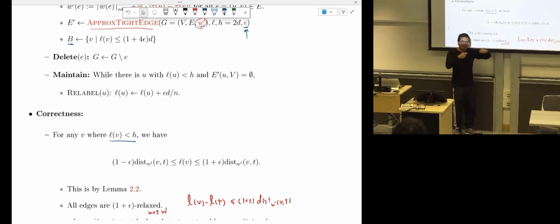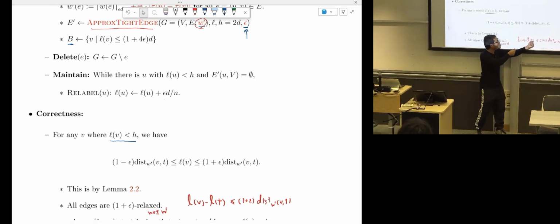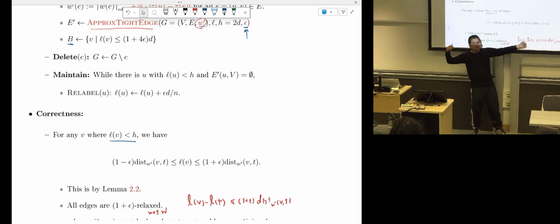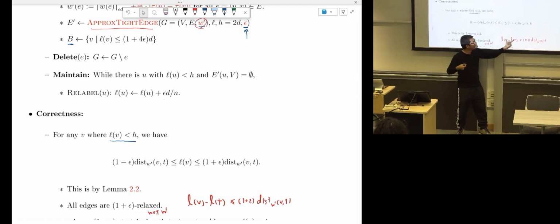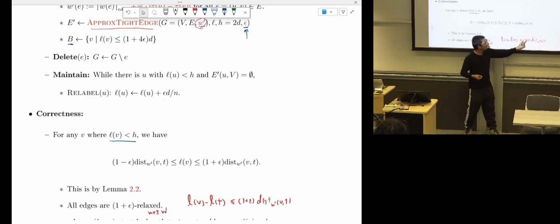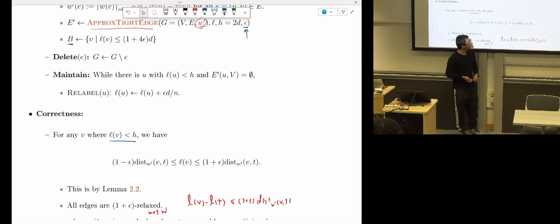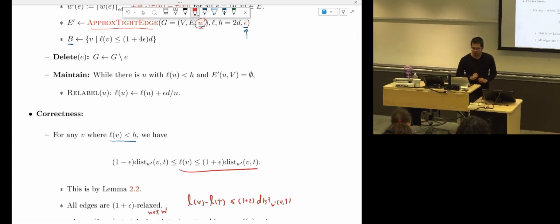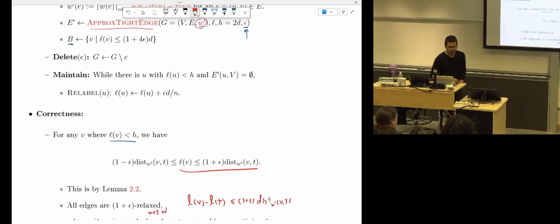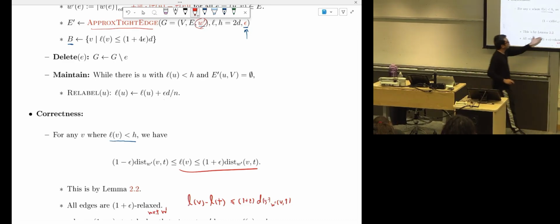So all edges are 1 plus epsilon relaxed with respect to W prime. If all edges are relaxed, then the difference between the level of T and level of V can be overstretched by 1 plus epsilon. So this thing is at most 1 plus epsilon the distance. But what is level of T? 0. We never increase level of T. So we get this side.